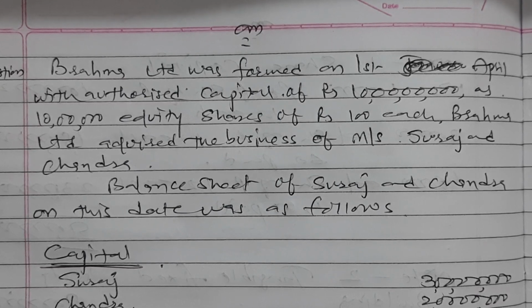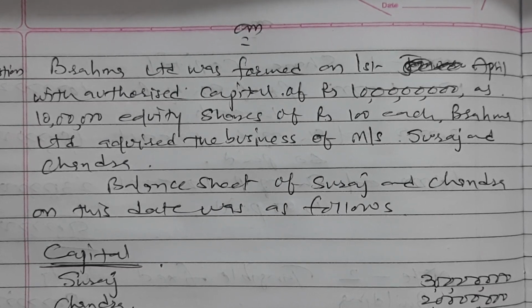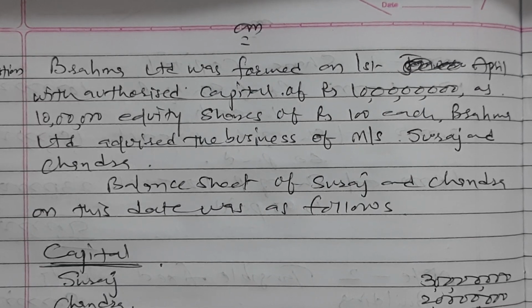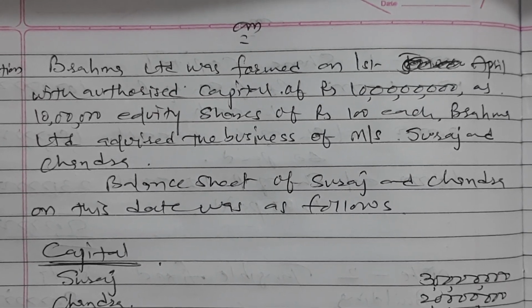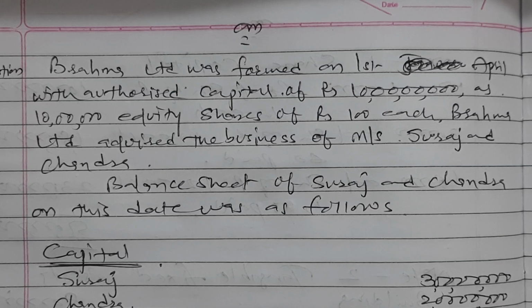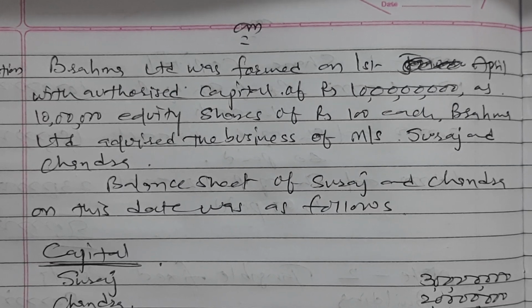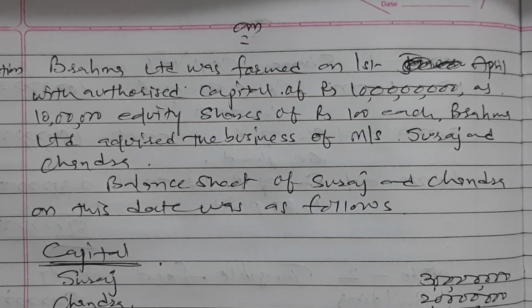Today in this lecture we are going to solve a question of accounts of business purchase in financial accounts for FY BCom. As you can see, the given question is Brahma Limited was formed on 1st April 2020 with authorized capital of 10 crore as 10 lakh equity shares of ₹100 each.